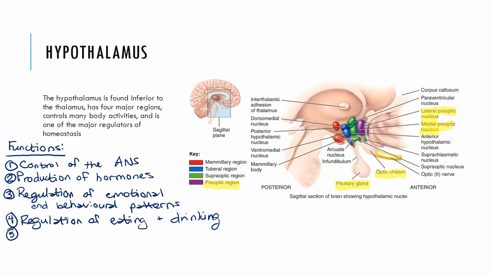Our fifth important function is the control of body temperature. So the hypothalamus also acts as your body's thermostat. It's going to sense body temperature so that it can send signals to increase or decrease body temperature so that your body is maintained at a desired set point.